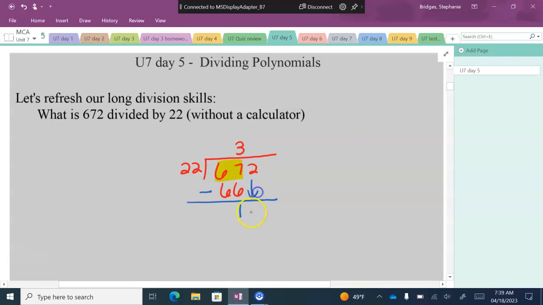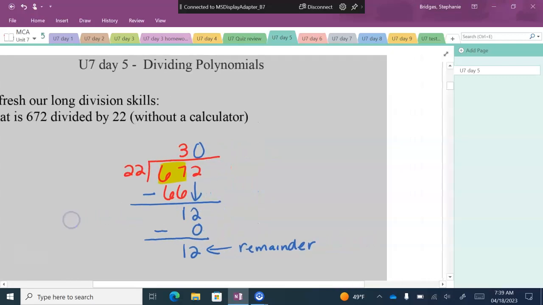Bring down the next piece, okay? And then I try again. How many times does 22 fit into 12? Nothing. So I've got to put that 0 at the top. We remultiply. 0 times 22 gives me 0. We subtract again, draw the line, change the signs. What is 12 called? Remainder.